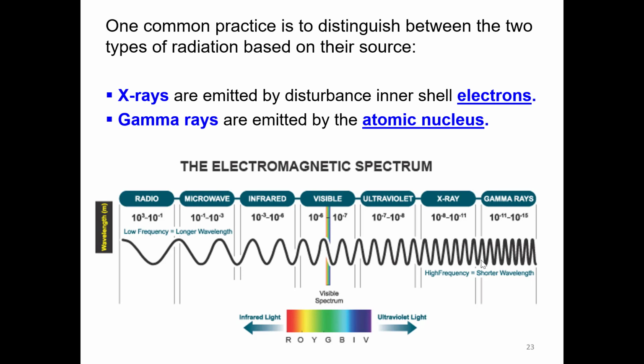The way we can distinguish is based on their source. The X-rays are emitted by disturbance in the inner shell electrons. However, the gamma rays are emitted by the atomic nucleus. And remember, X-ray is related to the electrons and gamma rays is related to the nucleus.